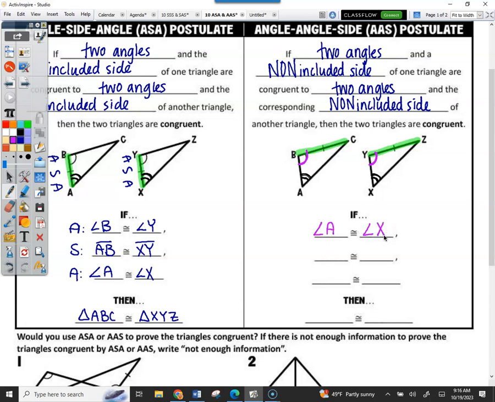Now trace around it. So here's an angle. Trace. There's an angle. Trace. There's a side. You see it? Here's an angle. There's an angle. There's a side. So angle B is congruent to angle Y. Side BC is congruent to side YZ.